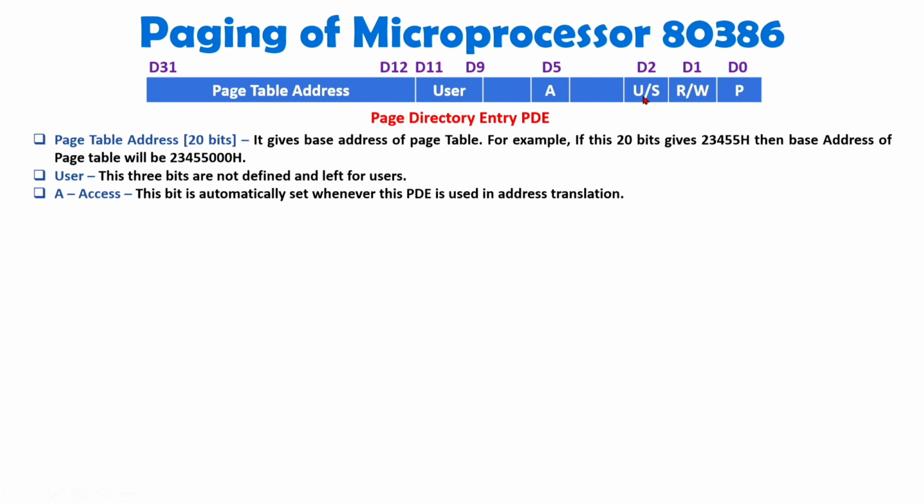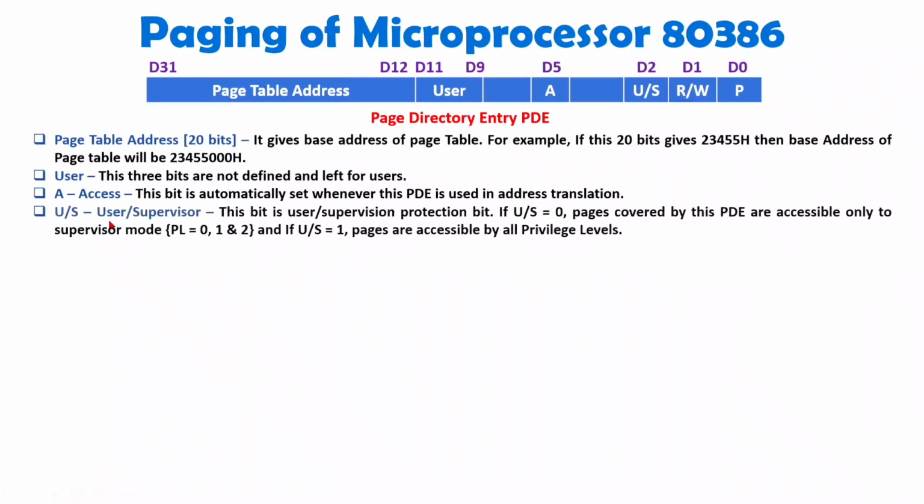Now let us try to understand the US bit. US means user supervisor bit. This user supervisor bit provides protection. How does it provide protection, my dear students? If the US bit is equal to 0, in that case the pages covered by the PDE are accessible only to supervisor mode. In supervisor mode, the privilege level should be 0, 1 and 2. But if this user supervisor bit is equal to 1, then pages are accessible by all privilege levels, right? So here we provide protection.